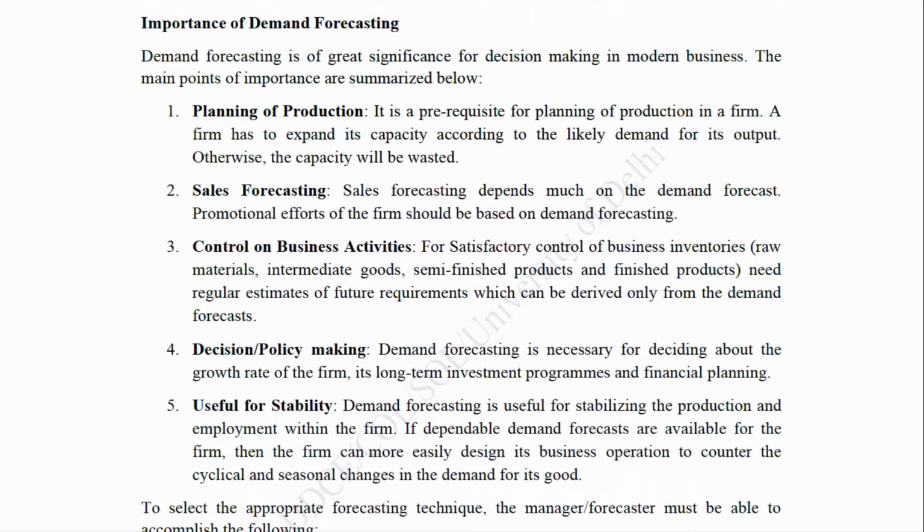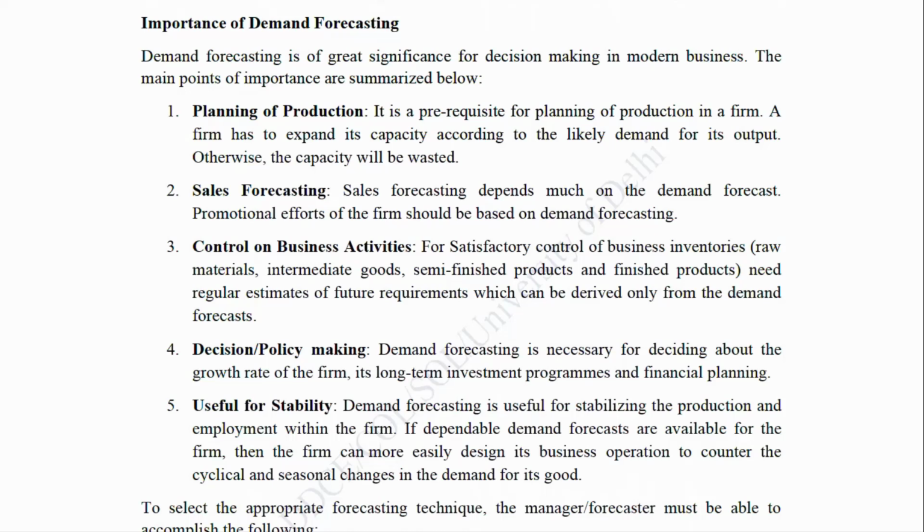Third, control on business activities. For satisfactory control of business, inventories of raw material, intermediate goods, semi-finished products, and finished products need regular estimates of future requirements, which can be derived only from the demand forecast. Fourth, decision or policy making. Demand forecasting is necessary for deciding about the growth rate of the firm, its long-term investment programs, and financial planning.